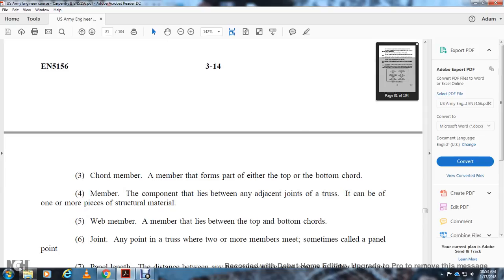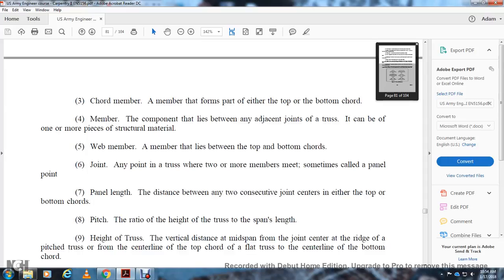Member, a component with members adjacent to the point of the joint of the truss, which can be one or more pieces of structural material. Web member, the member that lines up between the top and bottom chords. Joint, any point in the truss where two or more members meet, sometimes called the panel point. Panel length, the distance between two consecutive joints, center to center of either the top or bottom chords. Pitch, the ratio of the height of the truss to the span length.